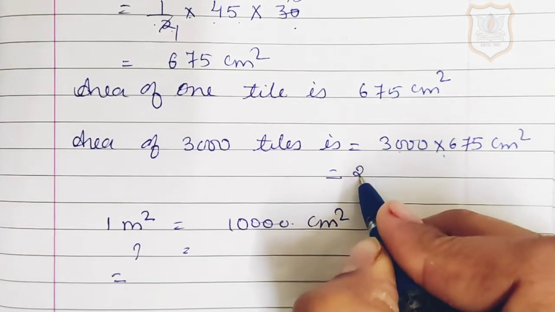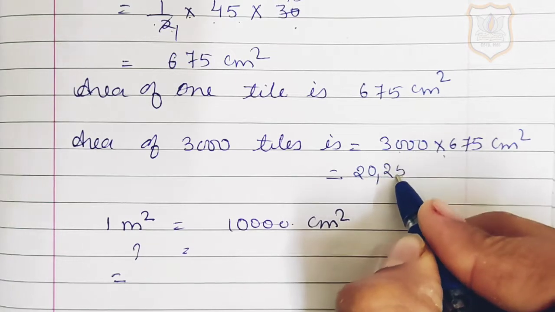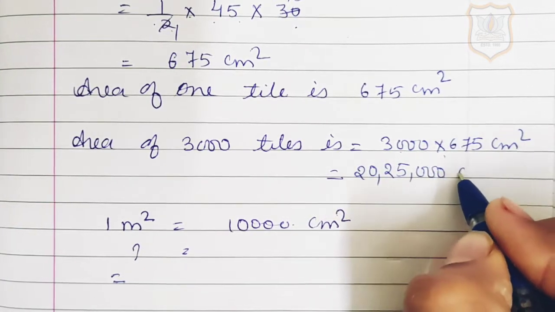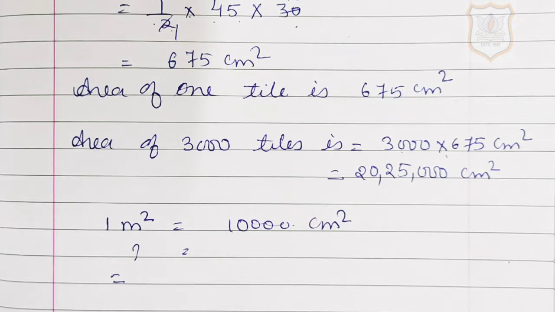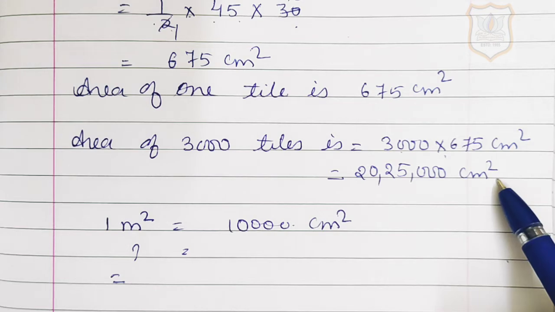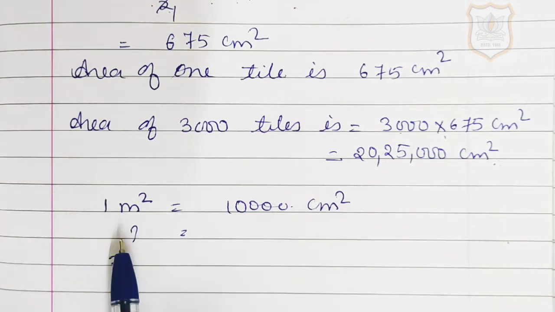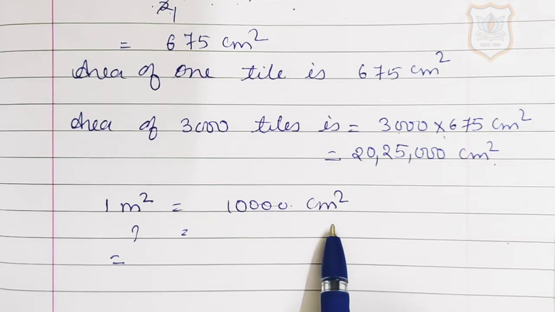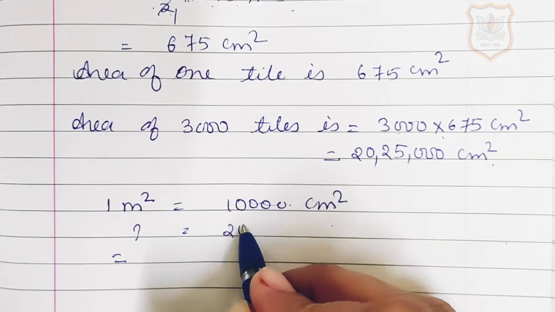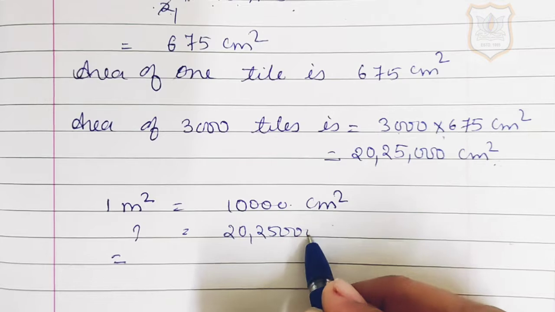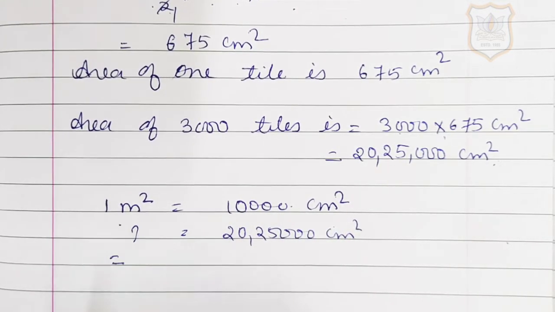which will be 20,25,000 centimeter square. Students, the cost of polishing the floor is given in per meter square, and here the area of floor which we got is in centimeter square. So we will first convert this centimeter square into meter square. So here 1 meter square is equal to 10,000 centimeter square. So 20,25,000 centimeter square will be how many meter square?